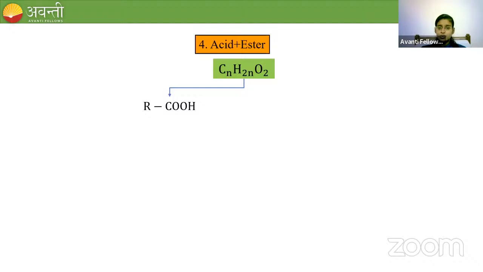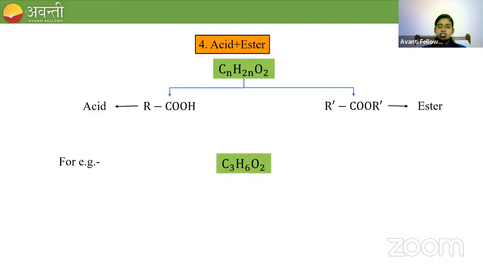Fourth pair is very important, which is acid and ester. The general formula for acid and ester is CnH2nO2. Formula for acid is COOH and for ester it is COOR. This is acid and this is your ester. The example is C3H6O2. 3 carbon containing carboxylic acid should be CH3CH2COOH. 3 carbon, and 6 hydrogens are there, and we have 2 oxygen.